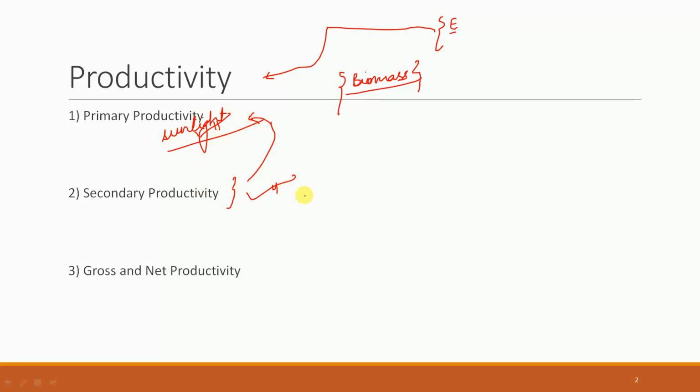So if a question is asked, what is bigger, is secondary productivity higher or primary? Obviously it is the primary productivity which is higher, only then can an ecosystem be sustainable. Also what is important is the concept of gross and net productivity.